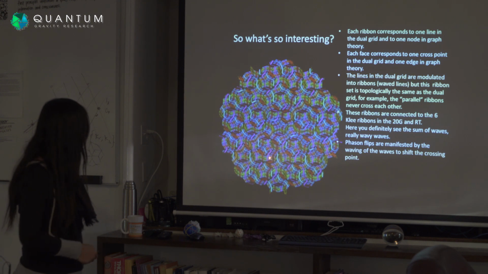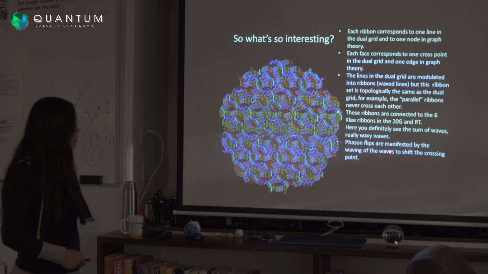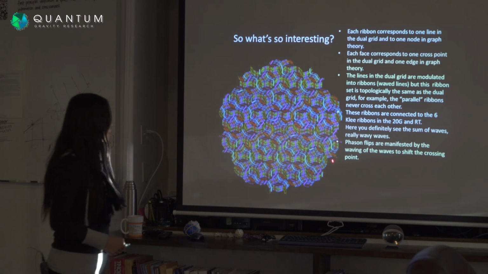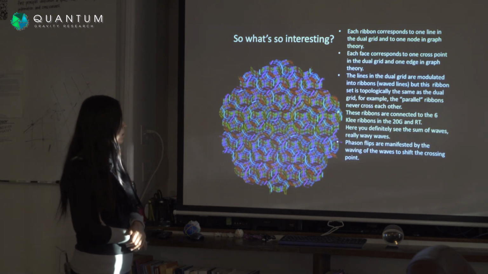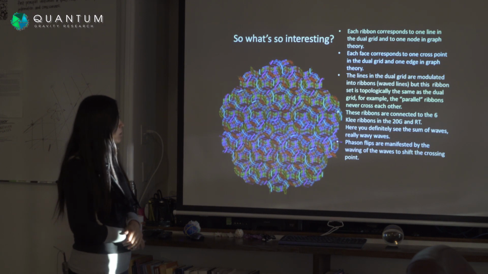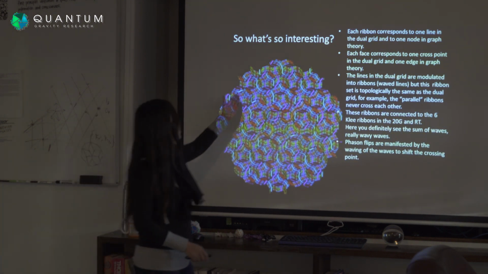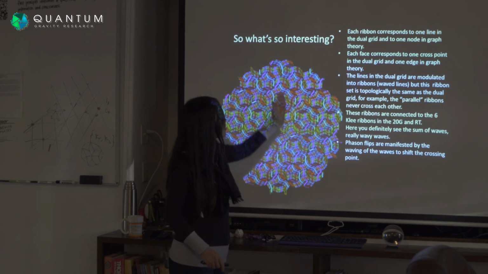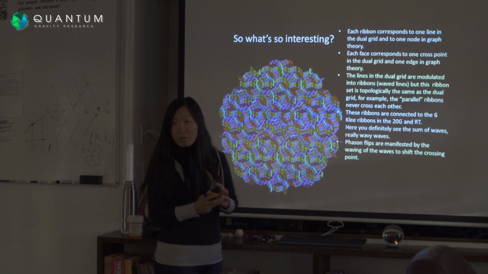So here you definitely see the sum of the waves, because each one you can think of as a wave, and this whole structure as the sum of the waves. So the phason flips are manifested by the waving of the waves to shift the crossing point. Do you mean sum or some? Sum, S-U-M, of the waves. You can think of this as the frequencies of waves, so the whole structure is a sum of waves.